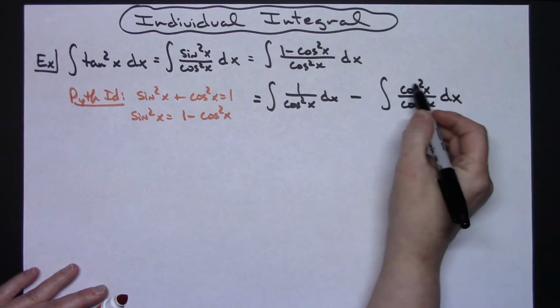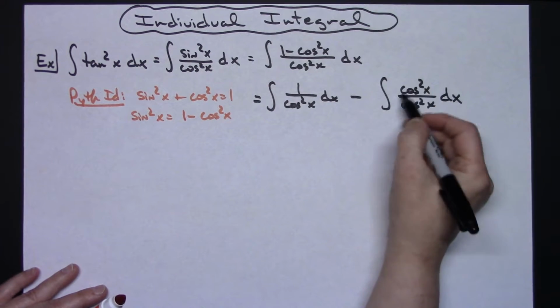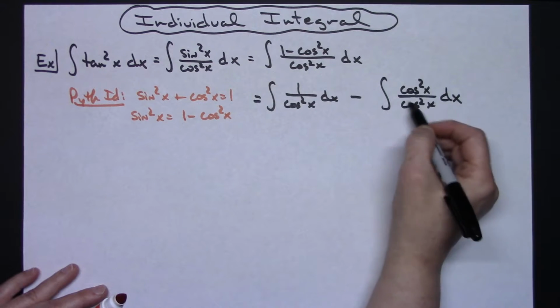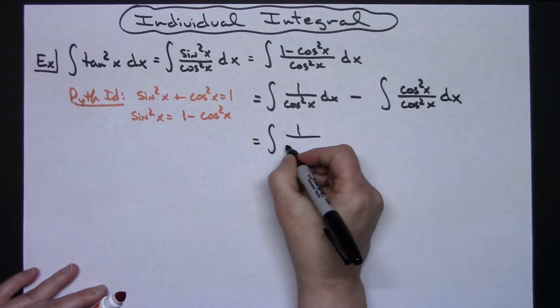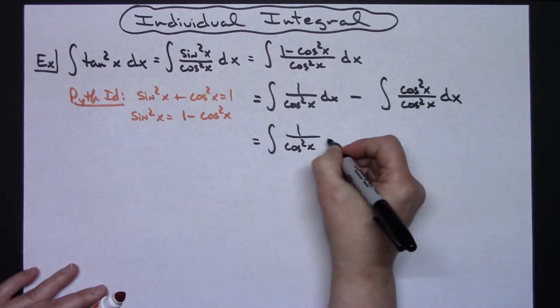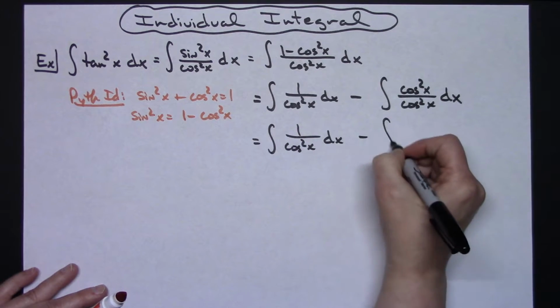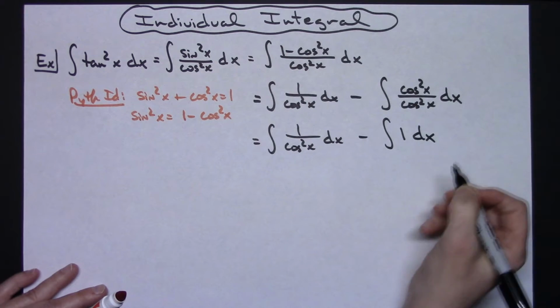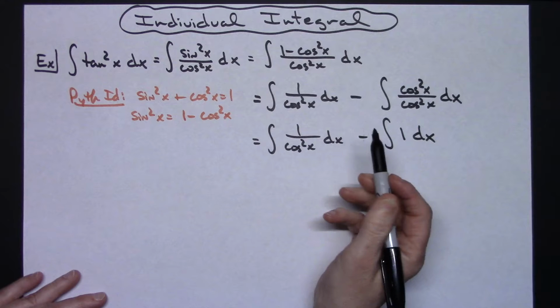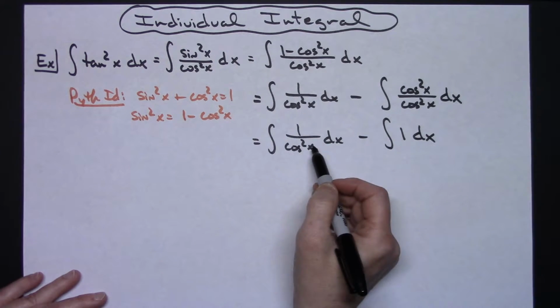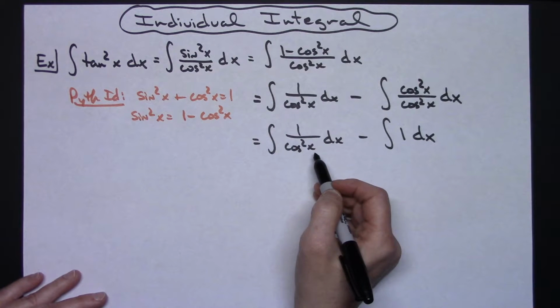Now cosine squared x over cosine squared x is going to be 1, so that's going to make this integration really nice. So then I'm going to have the integral of 1 over cosine squared x dx minus the integral of 1 dx. Now at this point, some of you may have this memorized. If you do not have this memorized, then you're going to need to work this integral out, and you're probably going to use a u substitution.